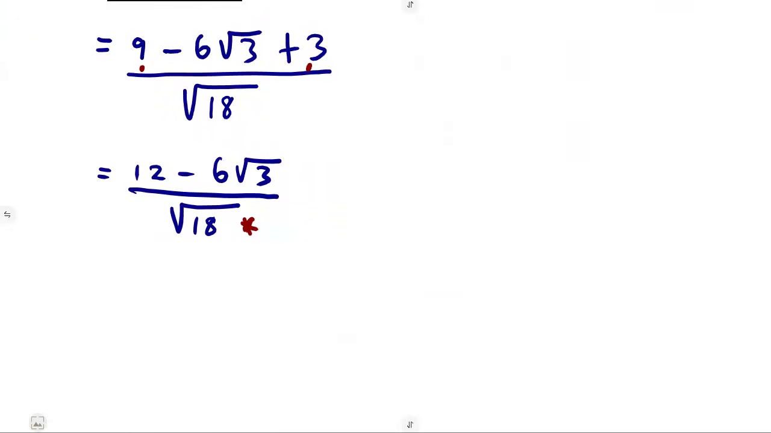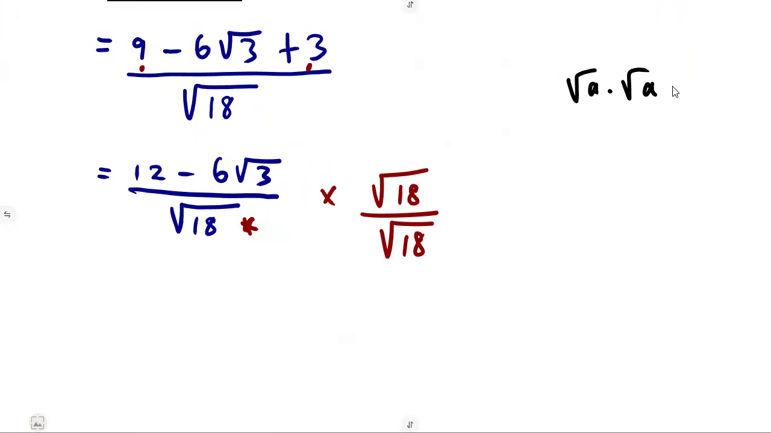So rationalizing the denominator, let us multiply by the square root of 18 over the square root of 18. That is for us to rationalize the denominator, as we understand that the square root of 18 times the square root of 18 will just give us 18. What we need is to make sure that the denominator there is a rational term. So let us see what we're going to have. That is minus 6 square root of 3 and square root of 18.